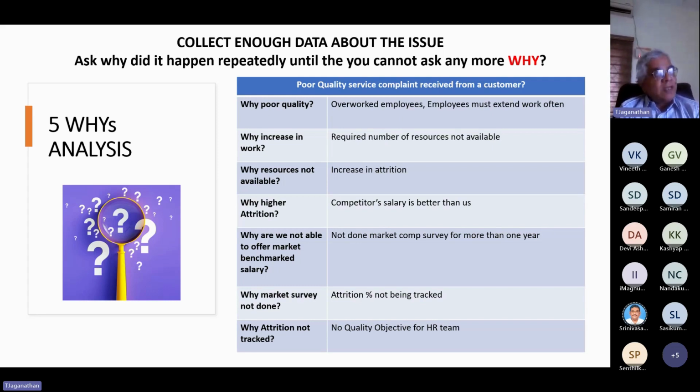Why does this happen suddenly? Next question: why are the people resigning? See the way in which it is going: from a service quality problem, it has become a resource availability problem.